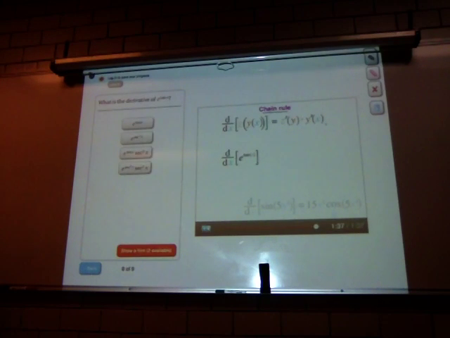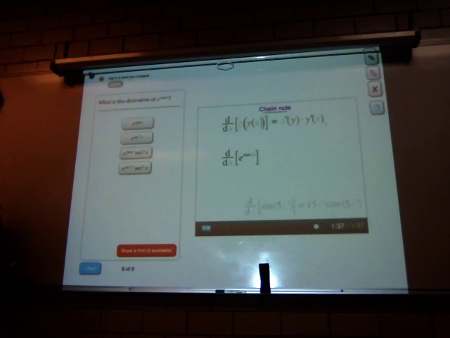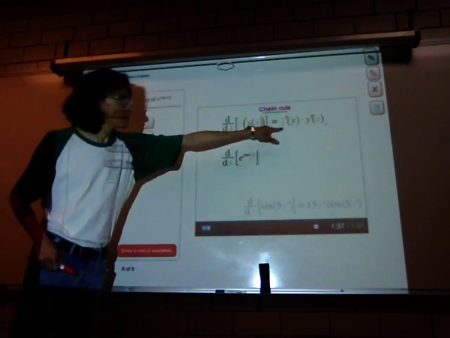Tenemos una función como esta, un último ejemplo de esta función: e a la tangente de x. ¿Cuál sería la derivada de e a la tangente de x usando la regla de la cadena? ¿Cuál sería z de y y cuál sería y de x? Para empezar, ¿cuál es z de y? ¿Cuál es la primera?